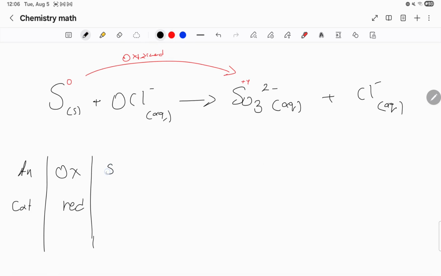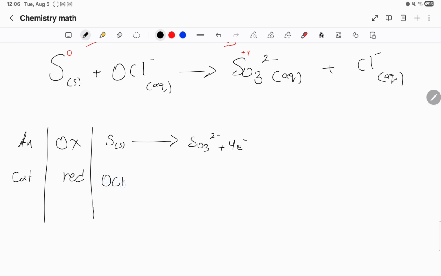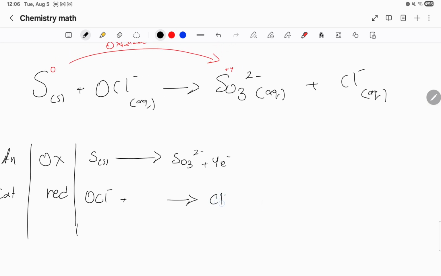And that's 4 electrons. So we can write this. Sulfur immediately turns to SO3 2 minus plus 4 electrons. And we'll write down the electron number. The other one, of course, is going to be the reduction reaction of OCl minus plus however many electrons turns into Cl minus. So the oxidation number on this is -1. The oxidation number here, though, again, oxygen will be -2.